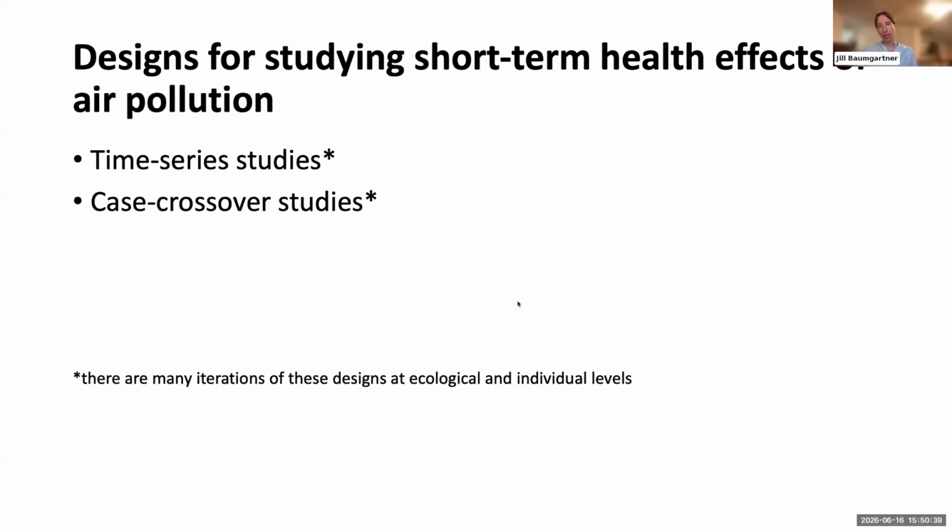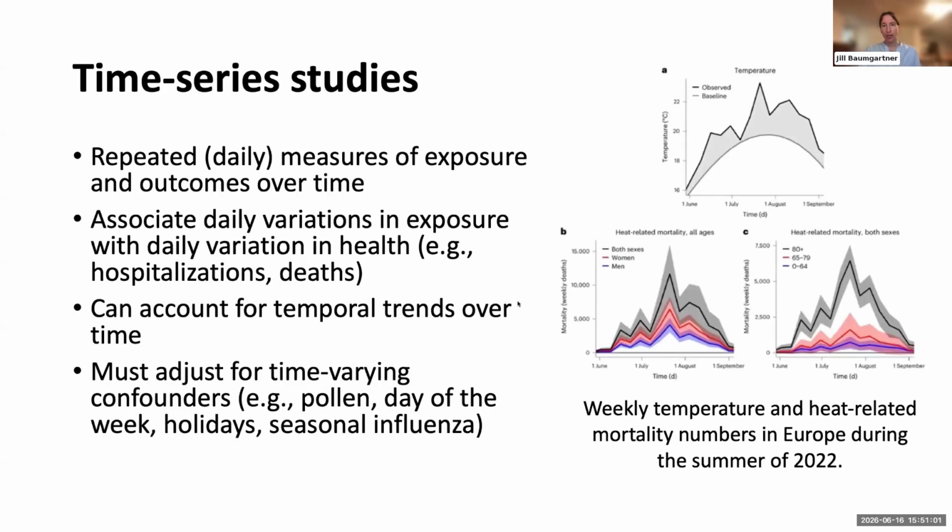So I'm going to start with some of the designs that we use for studying short-term health effects. And again, keeping in mind that there's lots of different iterations of designs at both ecological and individual levels. But I'm going to talk about time series studies and case crossover studies because these are very commonly used in a lot of epidemiologic research. So time series is probably one of the most common designs for looking at air pollution and its relationship with mortality. There's tons and tons of time series studies in the literature.